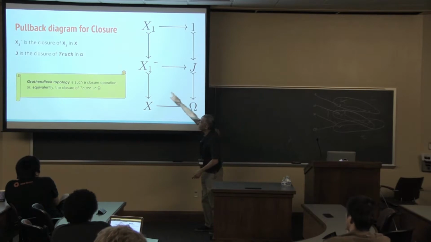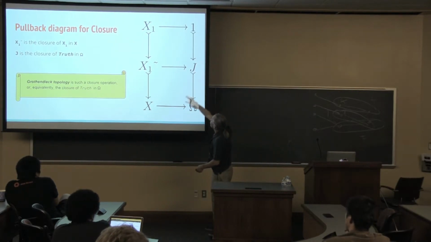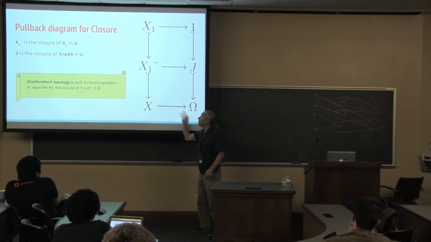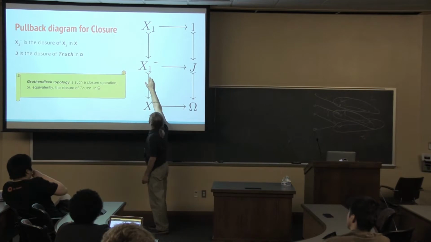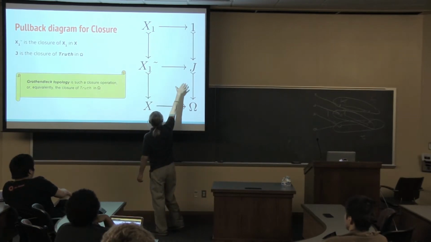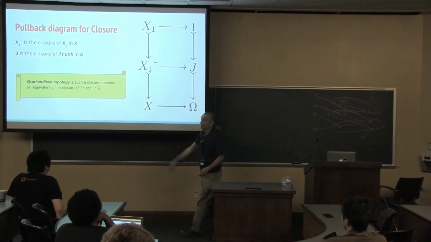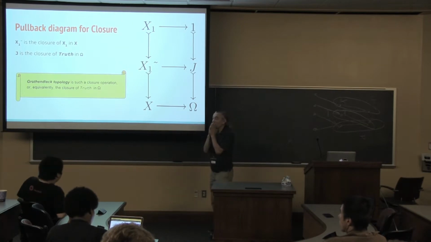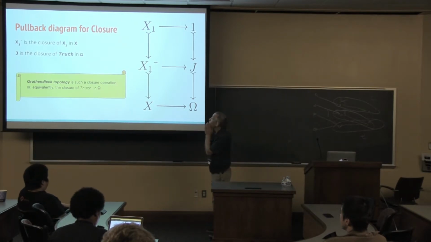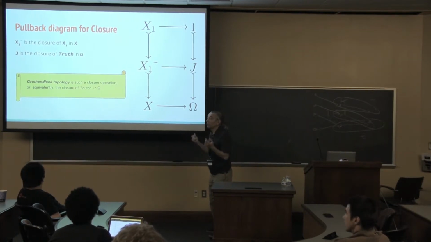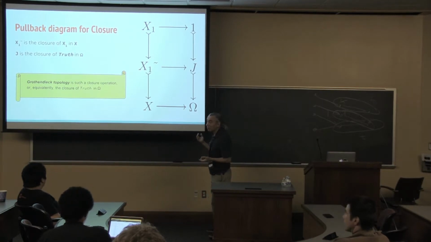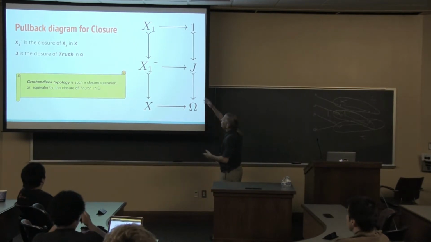We have x1, a subobject of x, that is a pullback of this predicate. And we have J, the closure of truth. So we build the closure of x1 in x by just building this pullback. That means x1 tilde is good, possibly bigger than x1 is good. Yes, so it should be not smaller, at least as big, yeah? Yeah. So that's why.